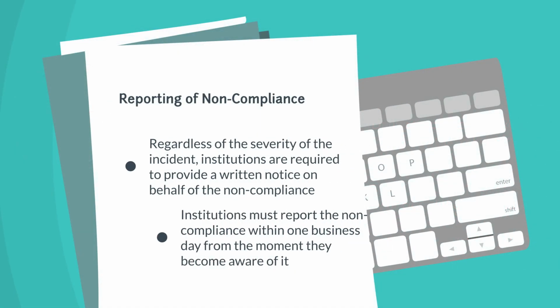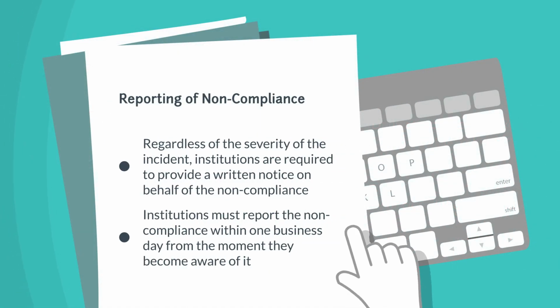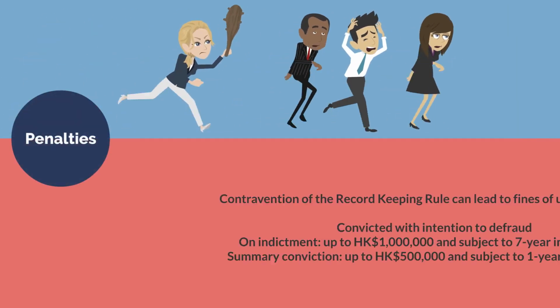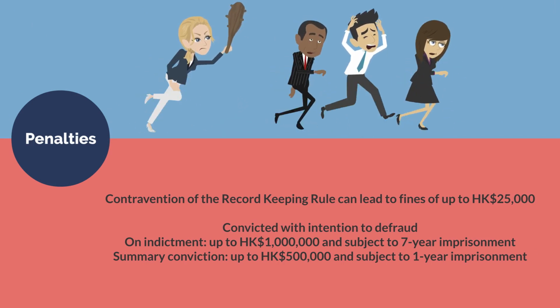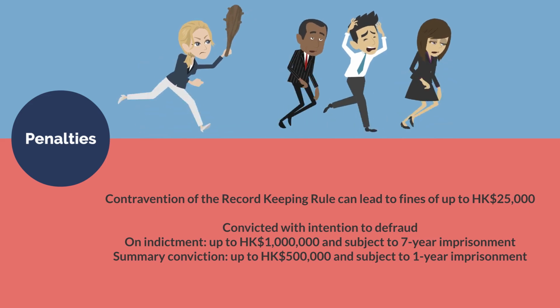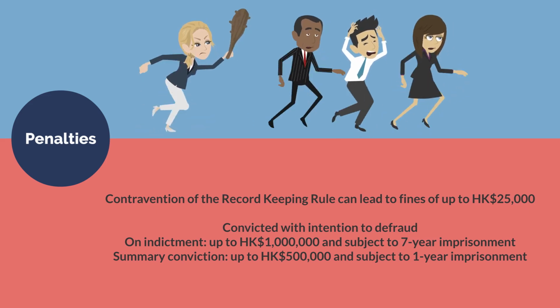The institutions are required to promptly provide written notice, within 1 business day, of any non-compliance incidents they become aware of, regardless of the severity of the incident. If the intermediary or associated entity violates the record-keeping rule without a reasonable excuse, they may be held liable on conviction and face a fine at level 4.